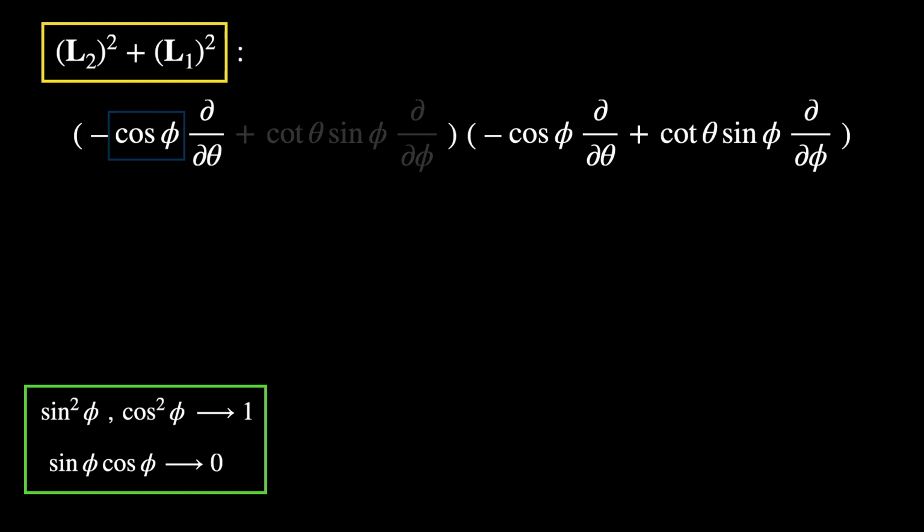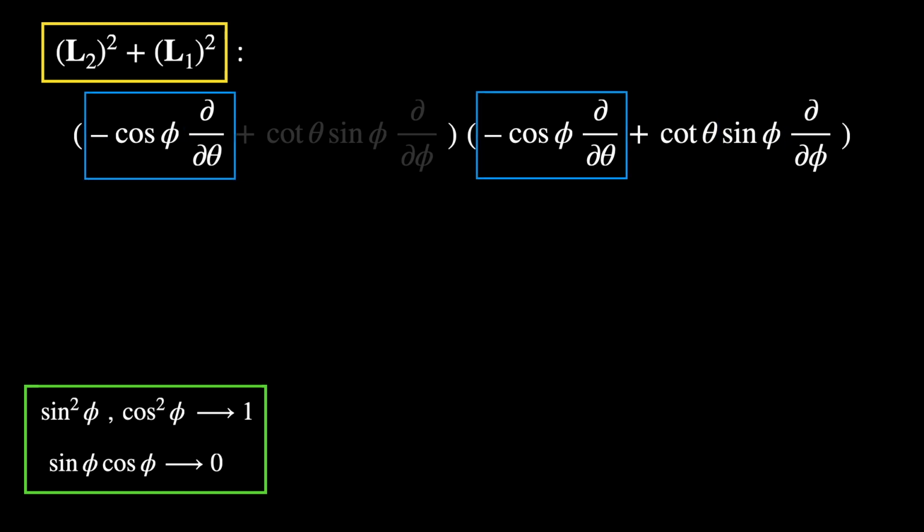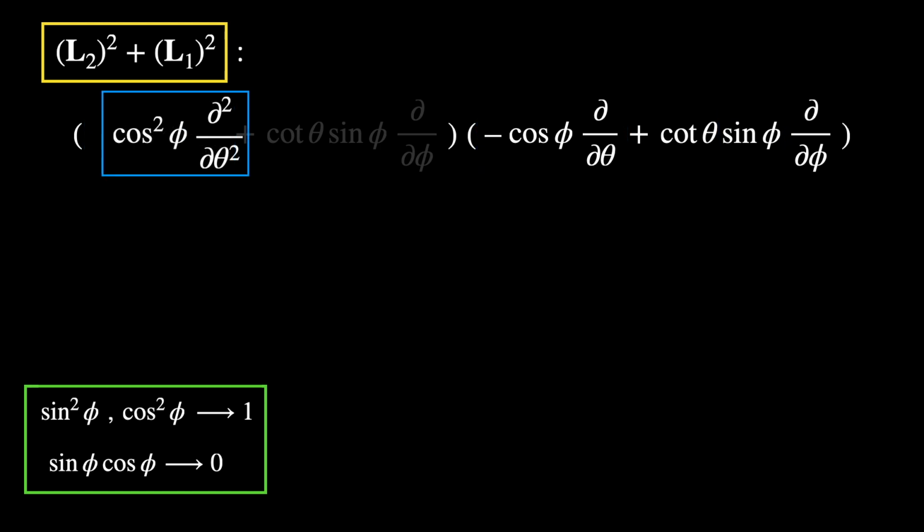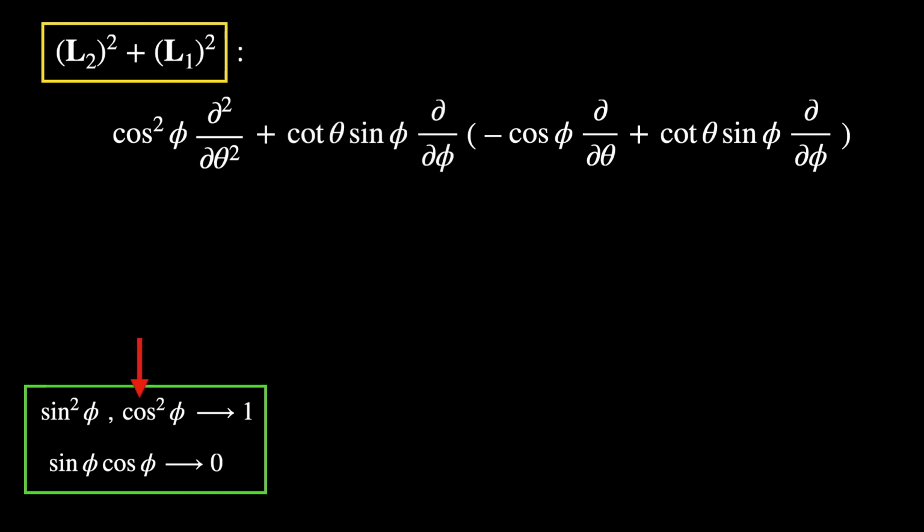Look closely at the terms cosine phi and sine phi. Sine phi can be moved right next to cosine phi, bypassing the derivative with respect to theta. By the last transformation in the green box, this product is 0. So we only have the two remaining terms. We can then apply the second transformation in the green box to the blue box, which is just 1.